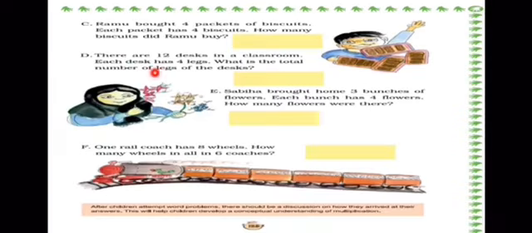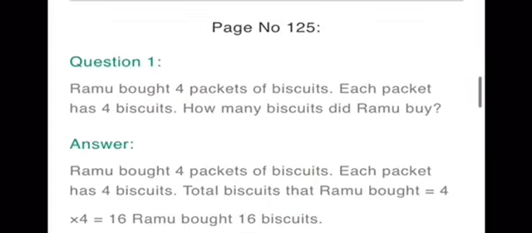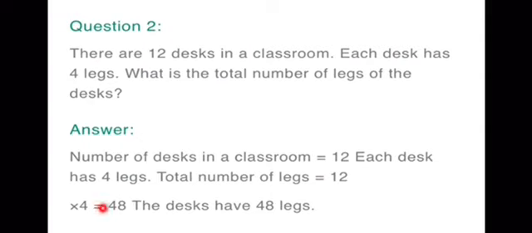There are 12 desks in a classroom. Each desk has 4 legs. What is the total number of legs of the desks? So here there are 12 desks and in each desk there are 4 legs. So we need to find out the total number of legs. So over here what we do is 12 multiplied by 4. So now you should know your table of 12 also very well. So 12 multiplied by 4 is 48. So the desks have 48 legs.